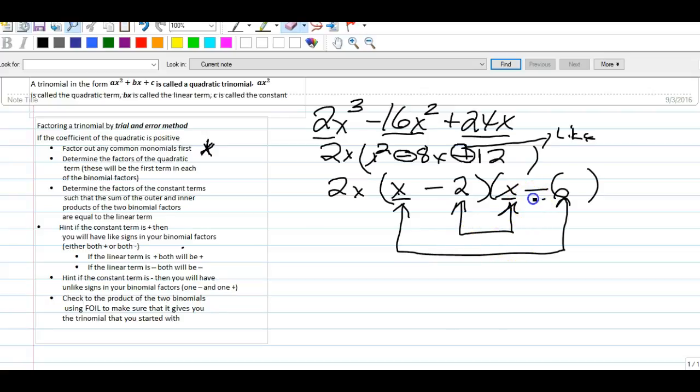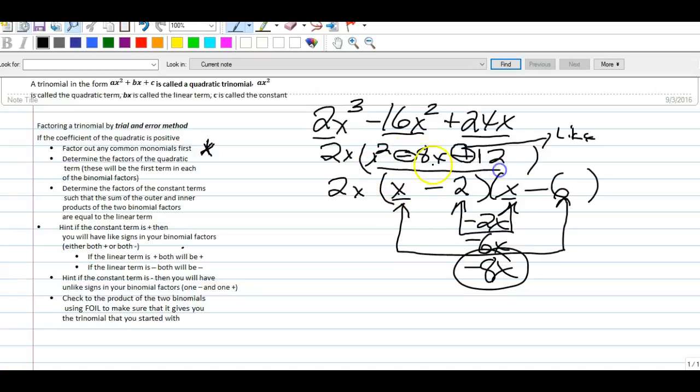So again, we need to check this to make sure that the sum of the inner and outer product is a minus 8x. So the inner product, minus 2 times x is a minus 2x, and x times a minus 6 is a minus 6x, and you take the sum and you get minus 8x, which is what we're looking for. And again, if we use FOIL and multiply these two binomials together, this is what we get. And if we multiply this binomial by 2x, then we would get the original polynomial expression that we started with.